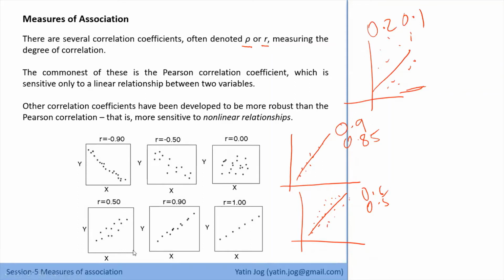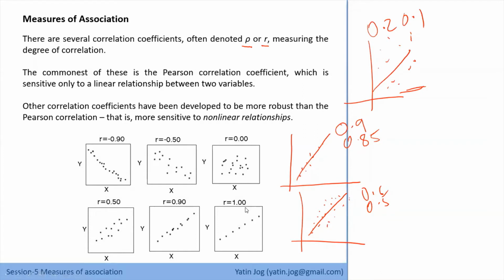This is a positive relationship, and if I try to draw a trend line, all my data points are very close to the trend line, so the value of R is strong, that is 0.90. And this is what we have discussed. If I draw a trend line, all my data points are exactly falling on the trend line, that's why the value of R is 1.